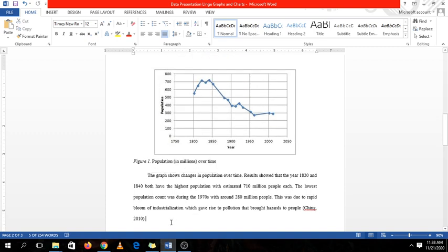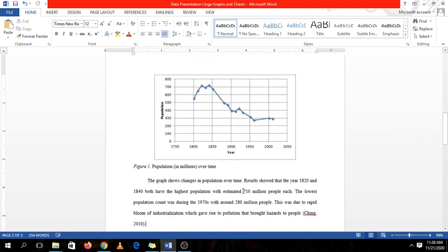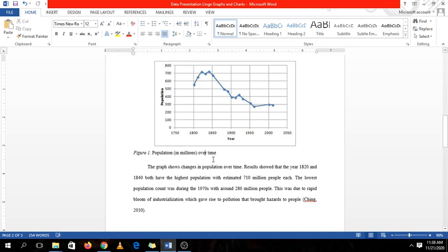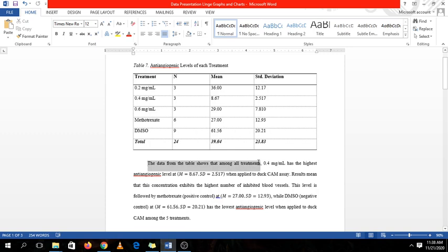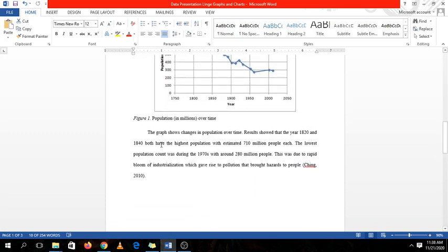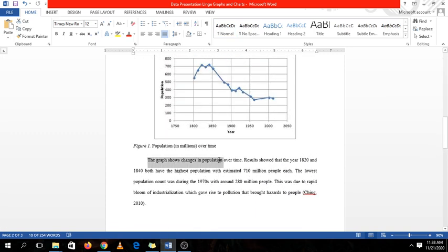So without further ado, let's discuss your presentation of figures. In this case, I'll be presenting a sample line graph. It is about population in millions over time. Just like what we did in explaining tables, you first explain the graph. The graph shows changes in population over time. Then you cite your extremes, the highest and lowest values.